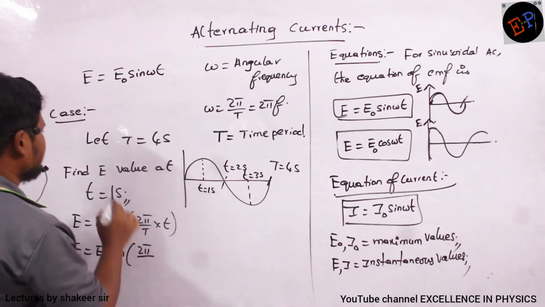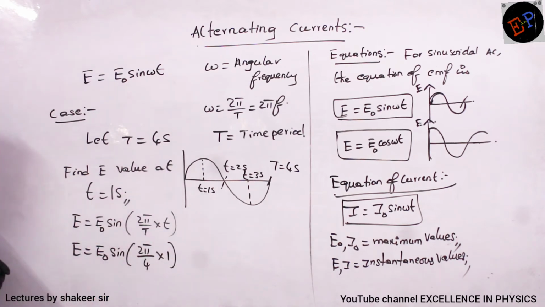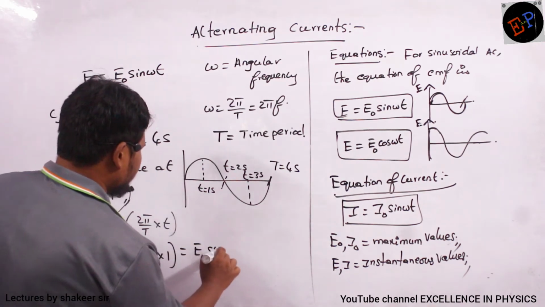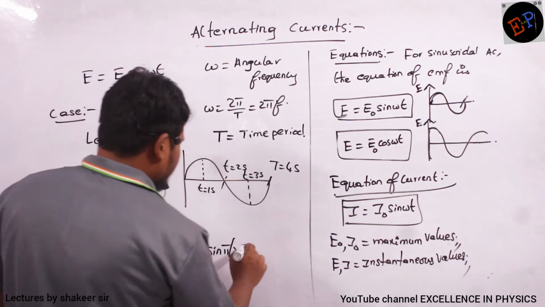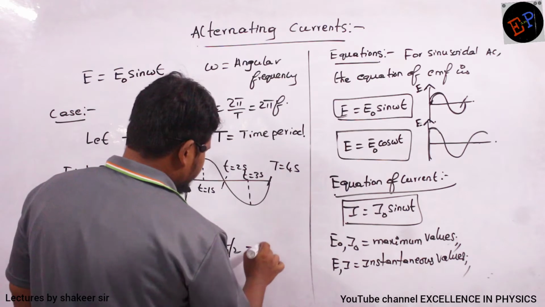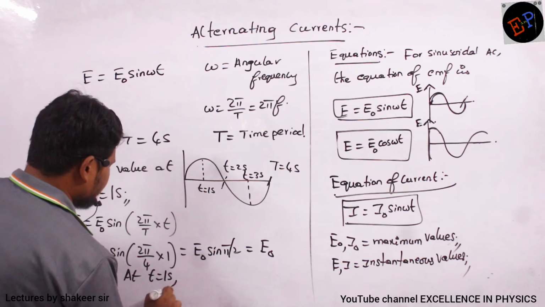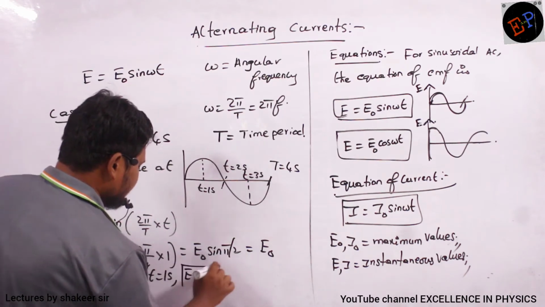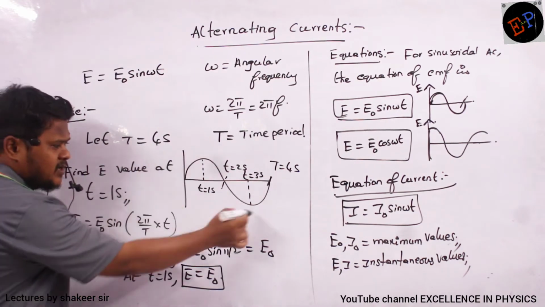2 pi by capital T, which is 4 seconds, multiplied by instant of time, which is 1 second. 2 pi by 4 is how much? Pi by 2. So therefore it is E naught sin pi by 2. Sin pi by 2? 90 degrees. Sin 90? 1. 1 into E naught? E naught. So therefore at t equal to 1 second, I got the instantaneous value of EMF equal to E naught. And what is meant by E naught? Maximum value.